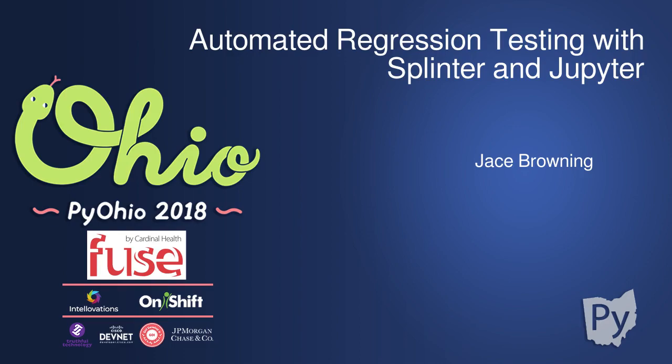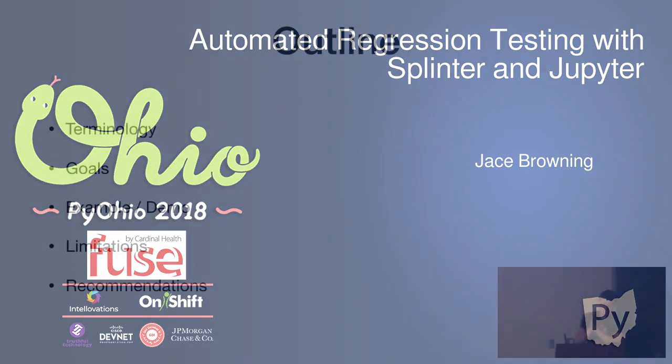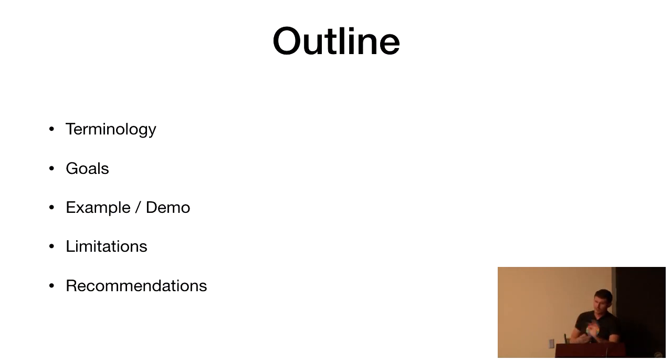Thank you. So here's my outline for the day. First, I'm going to go over some terminology, quality assurance terms as they relate to testing. I'm going to go over the goals of automated regression testing, and then a combined example demo showing how you'd apply these ideas to an actual website. After that, I'll go over some limitations to this style of testing, and finally, some recommendations on how you might apply this to your own projects.